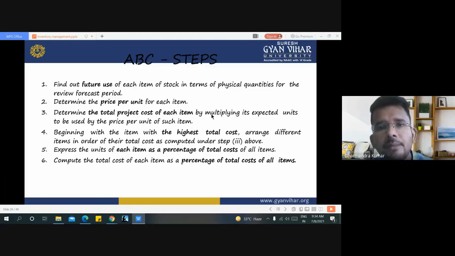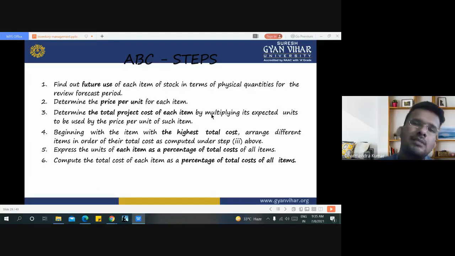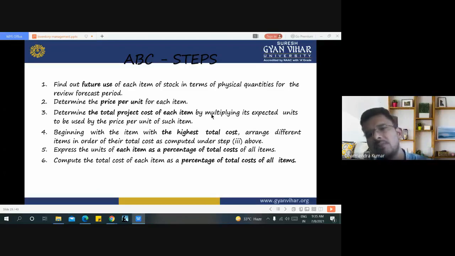These are the following steps which we are using in ABC analysis, always better control analysis. Find out future use of each item of stock in terms of physical quantities for the review forecast period. It determines the price per unit for each item, and on the basis of pricing we also categorize the items in the various groups. It determines the total project cost of each item by multiplying its expected units to be used by the price per unit of such item.